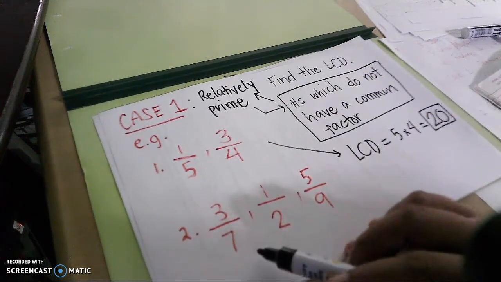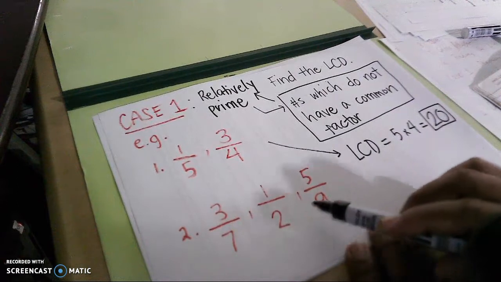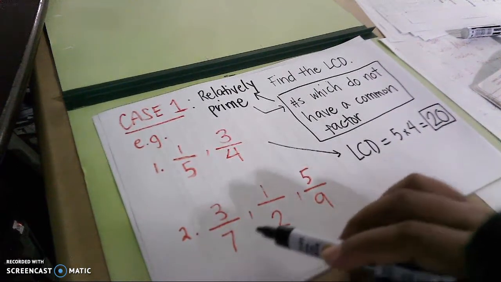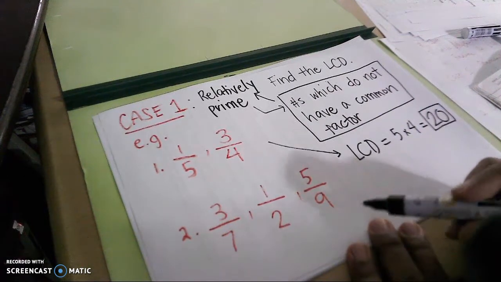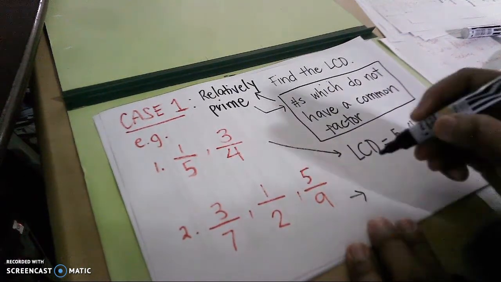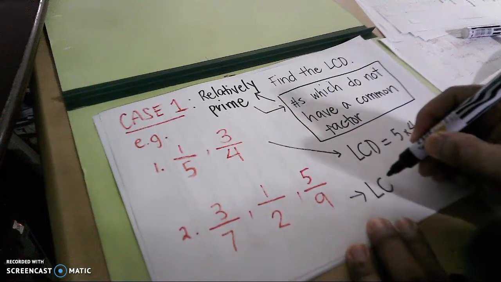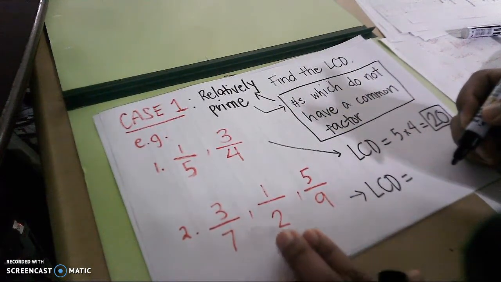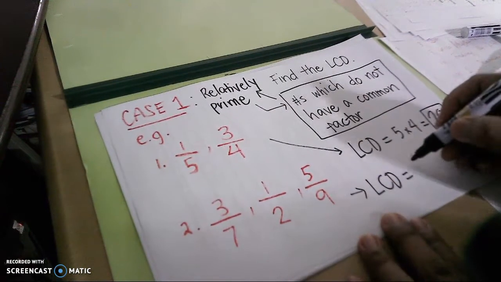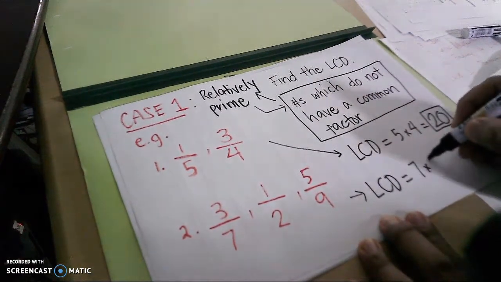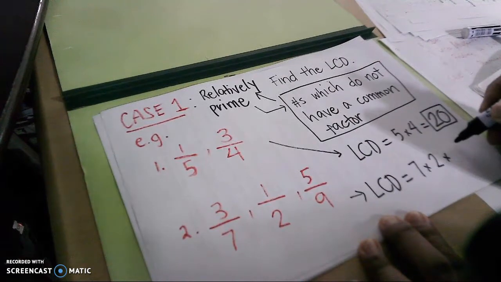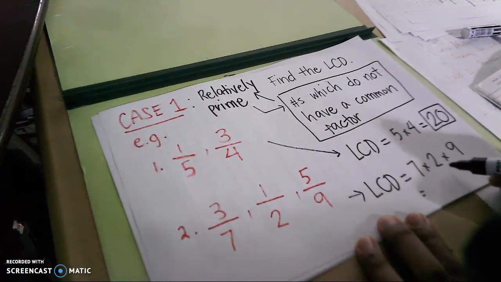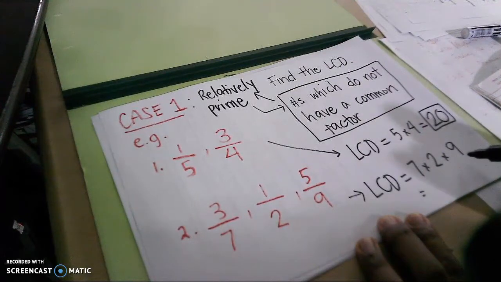For number 2, we have 7, 2, and 9. Can you find any common factor among 7, 2, and 9? There is none, so therefore, this falls under case 1. The LCD is just the product of 7, 2, and 9. So this will become 7 times 2 times 9. And that would be 7 times 2, 14 times 9.